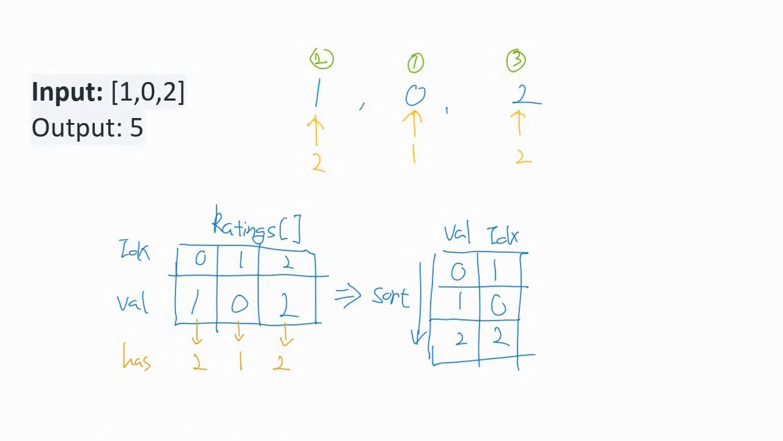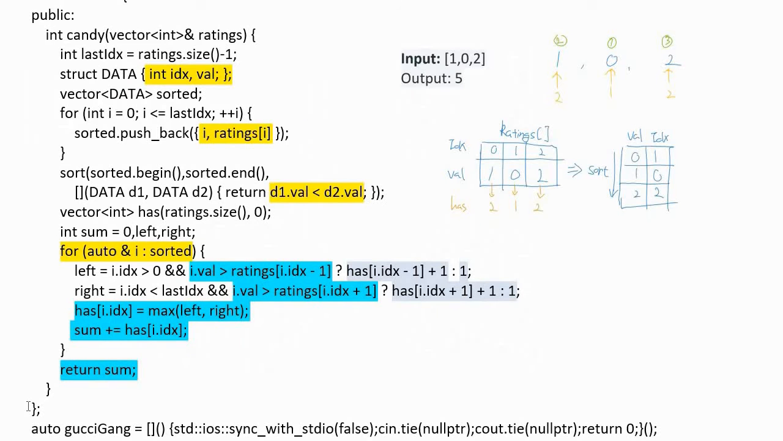In my previous video, I introduced the solution using a sorting algorithm to allocate candies according to the rating values in ascending order. To do that, I used an index and value pair table to sort by the rating values. This is the solution code that I explained in my previous video. This code performs in O(n log n) time complexity due to the sorting algorithm. I'm going to introduce another solution which is close to O(n) time complexity.